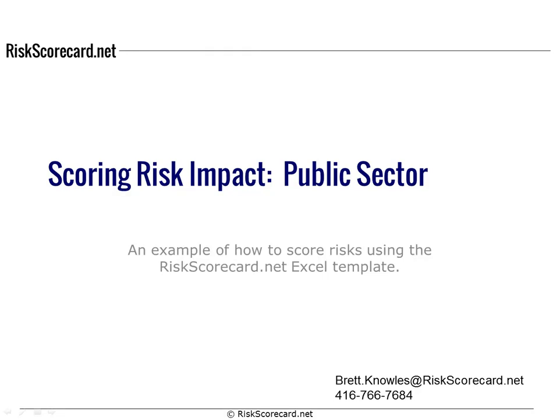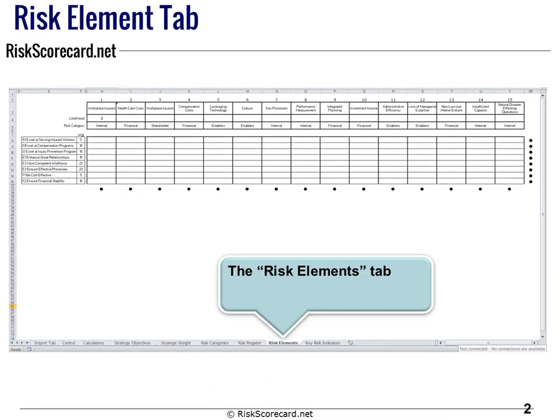This is an overview of how you can score your strategic risk impact using a public sector example inside of the riskscorecard.net Excel template. So first you're going to have to open up the template, and ultimately we're going to go to the Risk Elements tab.